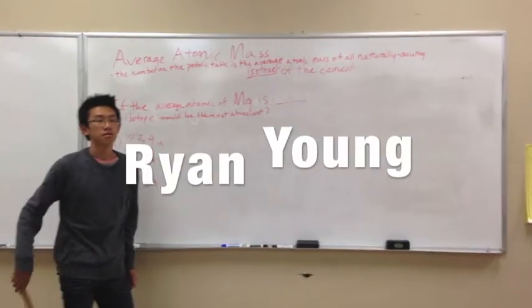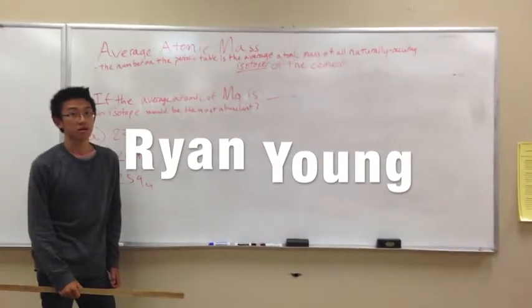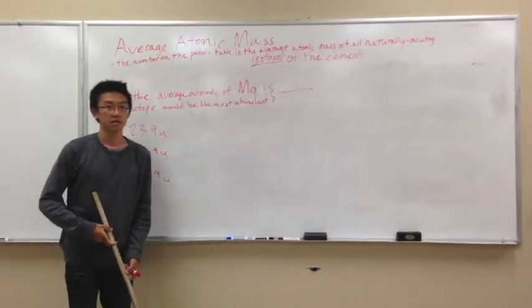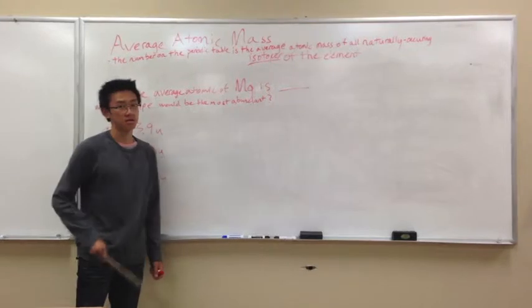Last but not least, Ryan will show you how to calculate the average atomic mass. The average atomic mass of an element that's shown on the periodic table is the average mass of all naturally occurring isotopes of the element.